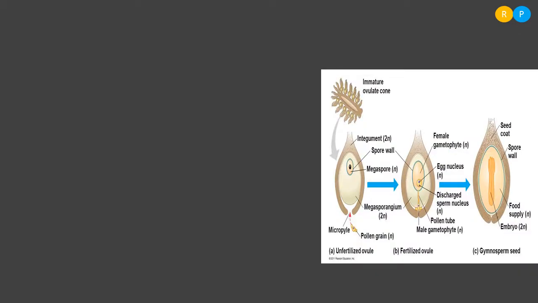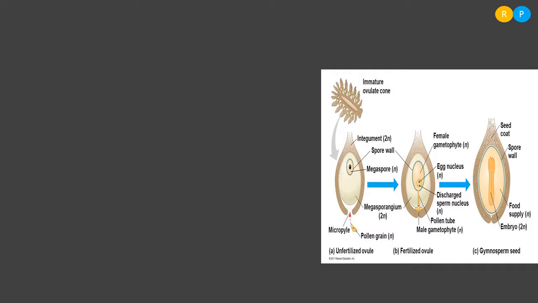You can observe in the diagram. The first diagram is the structure of the ovule. The ovule has a small opening towards one end. That opening is the micropylar opening. That is the actual region where the pollen grain sits. When it reaches the micropylar region, it forms a long tube-like structure known as the pollen tube.